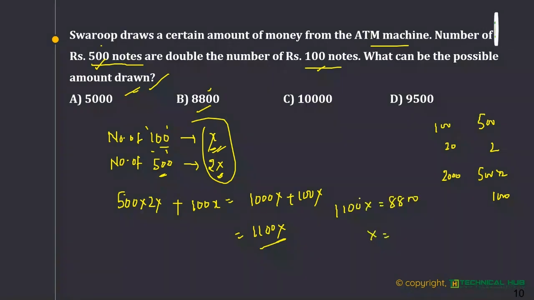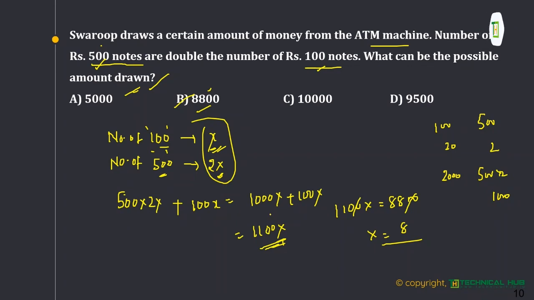Then x is equal to 8 means you will get the 500 notes and the x notes. But they're asking only what is the amount possible to be drawn. So the answer is 8800, because if you add 500 into 2x plus 100 into x, you will get 1100x. So the correct answer is exactly divisible by 1100. Out of the given options, only 8800 is exactly divisible by 1100.